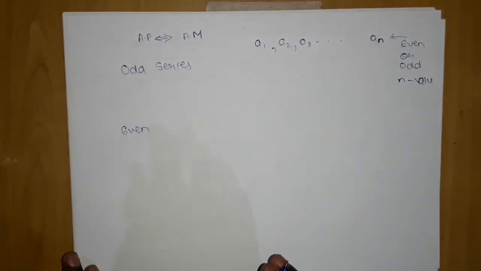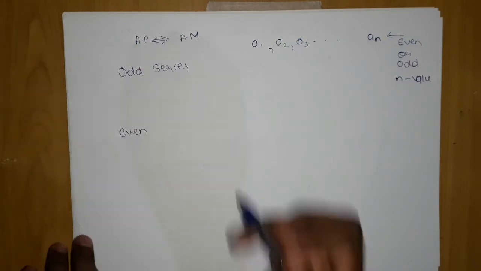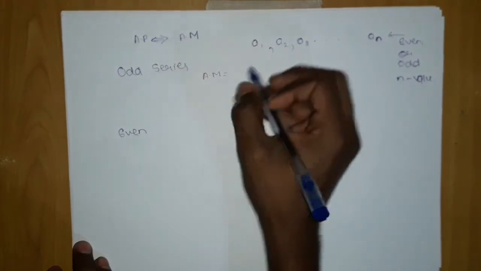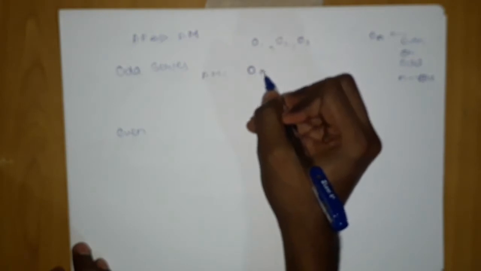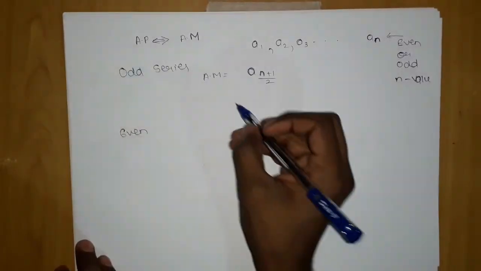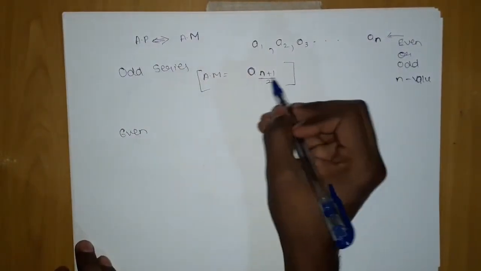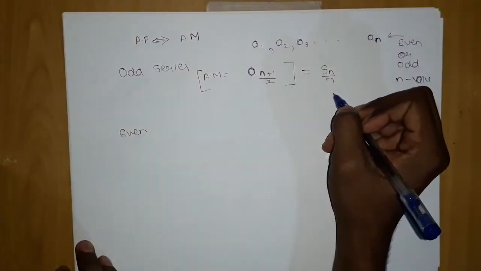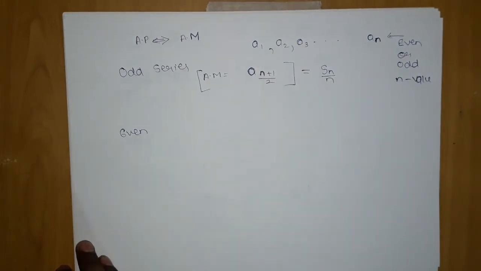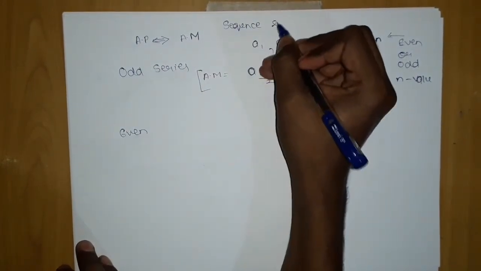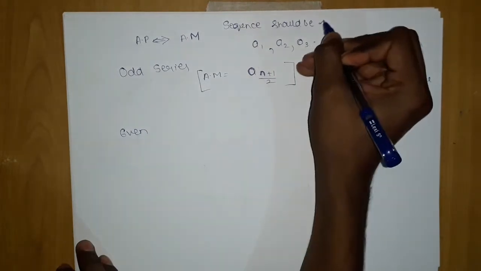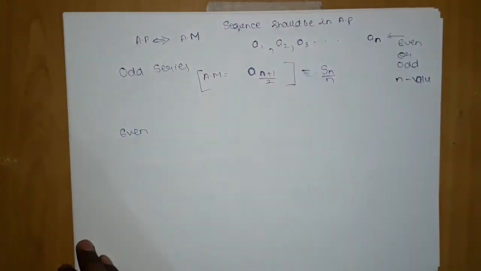Now in an odd series, there is only one middle term. So AM is nothing but just the middle term. How do you come to know? If there are n terms, n plus 1 by 2 is the middle term. In odd series, just keep this in mind. So this is the AM finding technique, although it is probably equal to Sn by n. Now the condition is that the sequence should be in AP. Otherwise you have to go with the general way which I have discussed earlier.